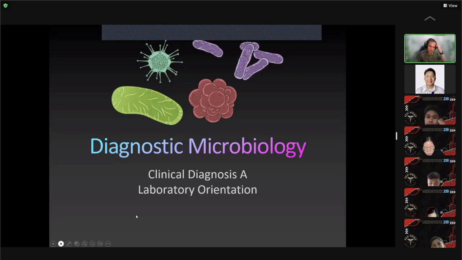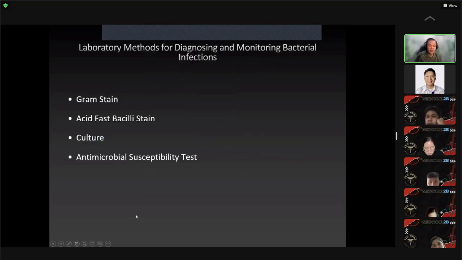Okay. So these are skills that you need to at least learn virtually, or by just looking at it. But these are also skills that you would have probably done in your microbiology subject. Okay, but we're doing this in the context of clinical diagnostics.